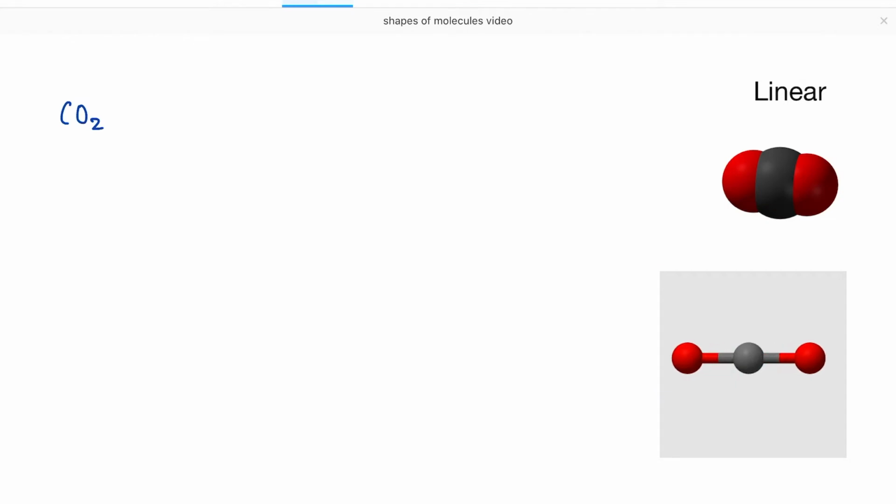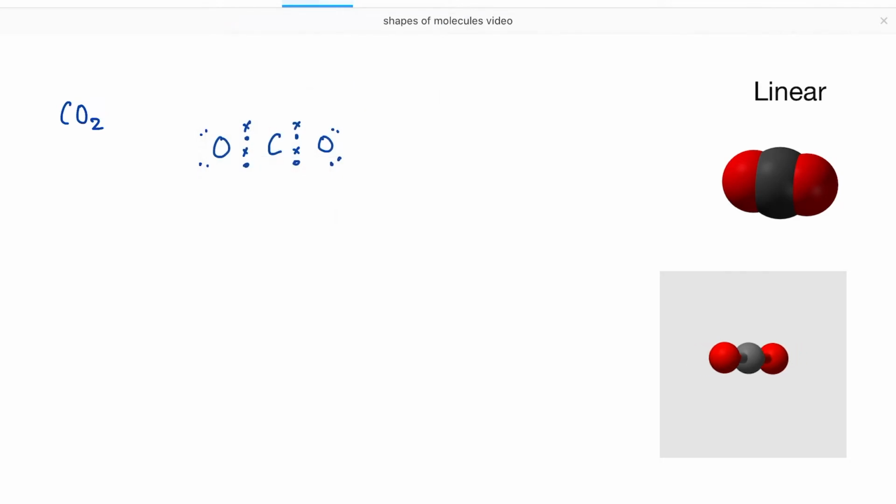The next shape that we need to know is linear. Linear is not actually as common as you might think for all the reasons I've just mentioned, mainly lone pairs. But if we look at carbon dioxide, carbon forms 2 double bonds with oxygen. That's a lone pair on that oxygen. 2 bonds there, oxygen.